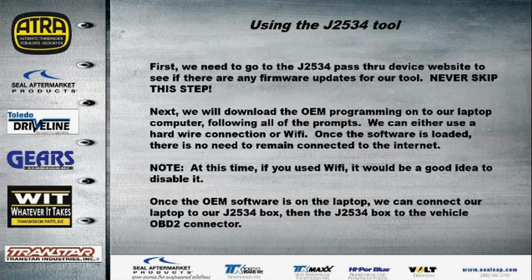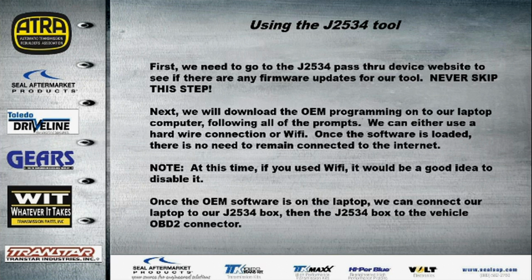Now, once we have our place situated where the vehicle is, and everything's all set there, what we need to do is get our J2534 pass-through device firmware up to date. We're going to have to log on to the website where the J-Tool manufacturer directs us to go, so that we can make sure that firmware is up to date. Never skip this step, because it can mean the difference between a successful and unsuccessful programming process.